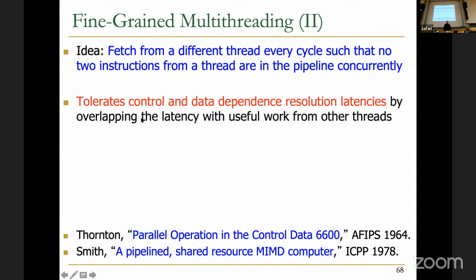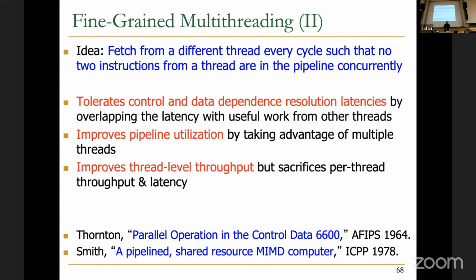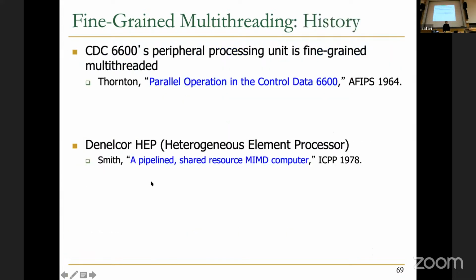Another way to think about fine-grained multithreading is that you want to tolerate control and data dependence resolution latencies. For one thread's execution, sometimes you will have some dependency latencies and also branch resolution that you need to wait for. So you want to tolerate or hide that latency. And how does that happen? By overlapping the latency with useful work from other threads. That's the idea. That significantly improves pipeline utilization and improves thread level throughput.